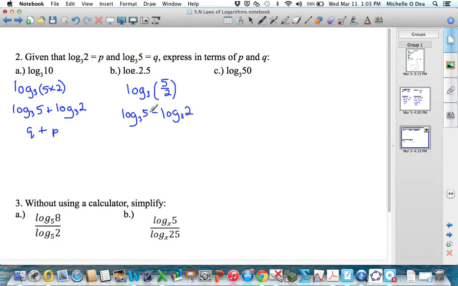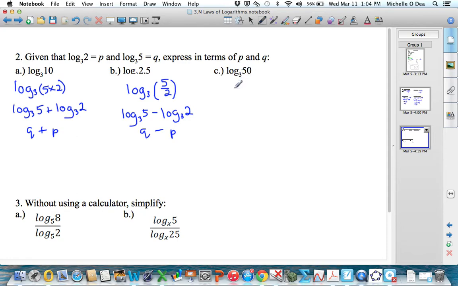Again, it becomes then a very simple question because here I know what this is. Up here it says log 5 base 3 is q, so I'm going to replace that with q. And up here again in the question it tells me log of 2 base 3 is p, so I'll replace that with p. And that's it. There's nothing more to do. It's just saying express in terms of p and q, which means you just want to rewrite it a different way. Okay, and the last one here, log of 50 base 3.